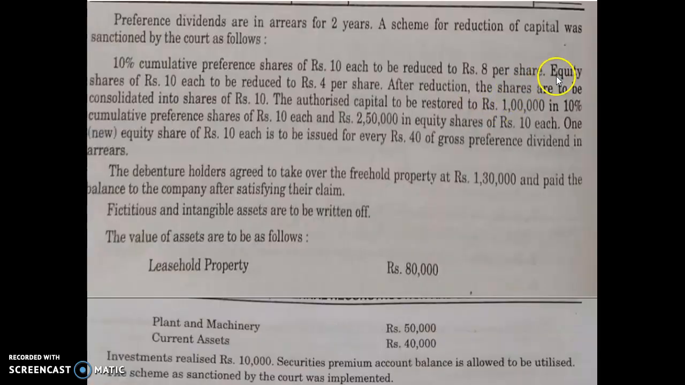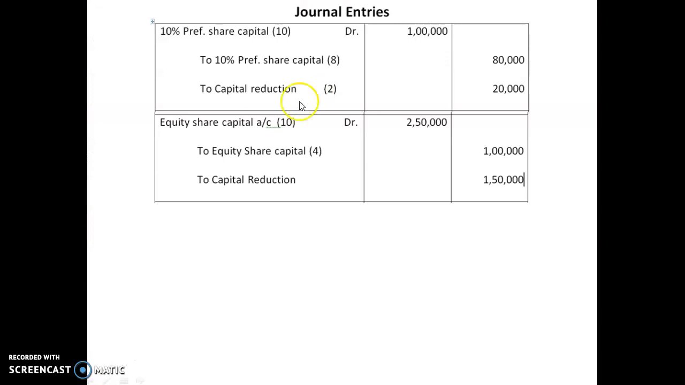Okay, the second case is regarding equity shares. Equity share of rupees 10 each to be reduced to 4 per share. The rupees 10 equity share was converted to rupees 4. And rupees 6 per share will be transferred to the capital reduction account. The entry will be equity share capital account at rupees 2,50,000, which is cancelled. Then equity share capital reduced to 4 per share, 4 paid up, so the total will be 1 lakh. The difference, 1,50,000, is transferred to capital reduction.